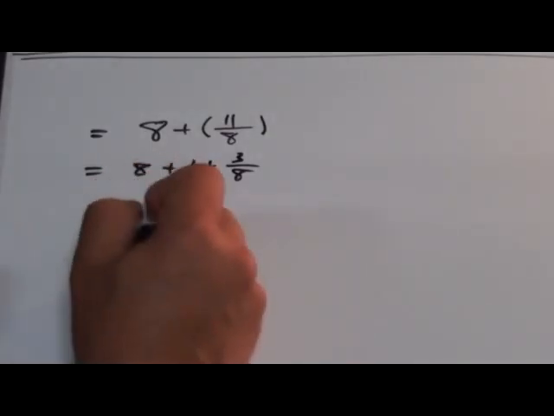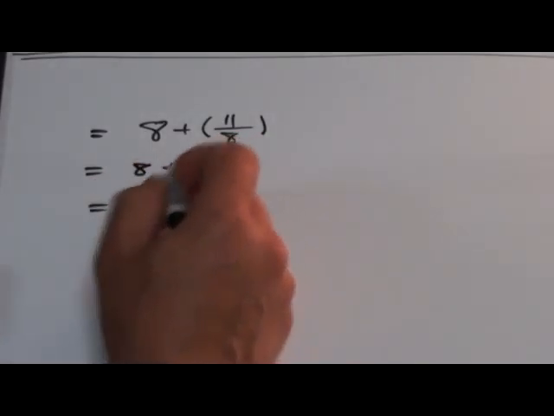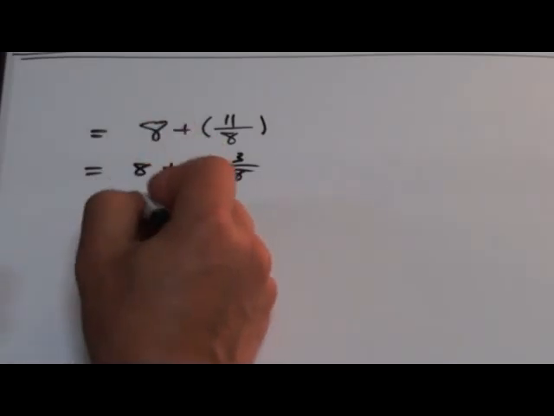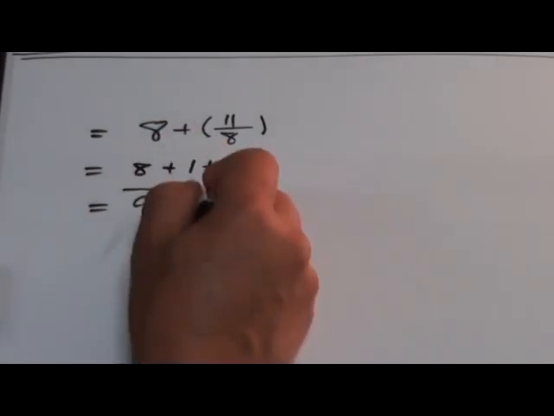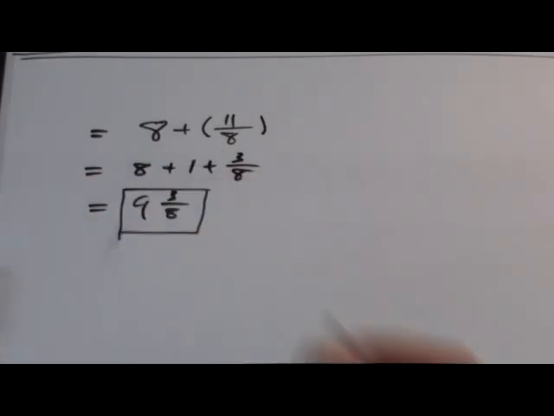Now we can finish it off. This is equal to 8. Well, 8 plus 1 is 9. So that's 9 and 3/8. This now is the completed answer for that problem.